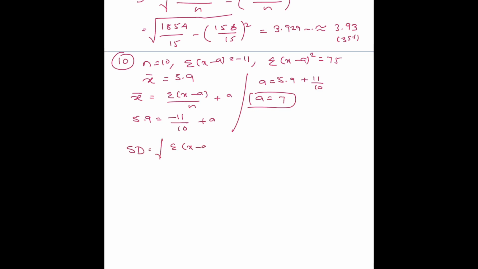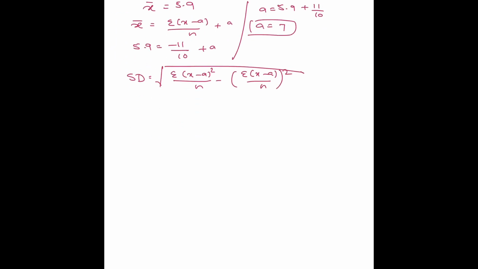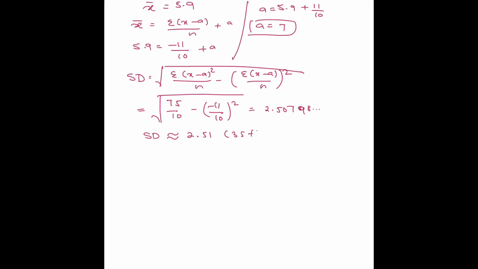Now standard deviation is square root of sigma (x minus a) squared over n minus (sigma (x minus a) over n) squared. Remember the formula. Though these formulas are given, let me just send you. You can print it out and keep it with you. 75 over 10 minus (negative 11 over 10) squared. Just check if this formula is given. 2.5078798. So standard deviation is approximately 2.51 to 3 significant figures.